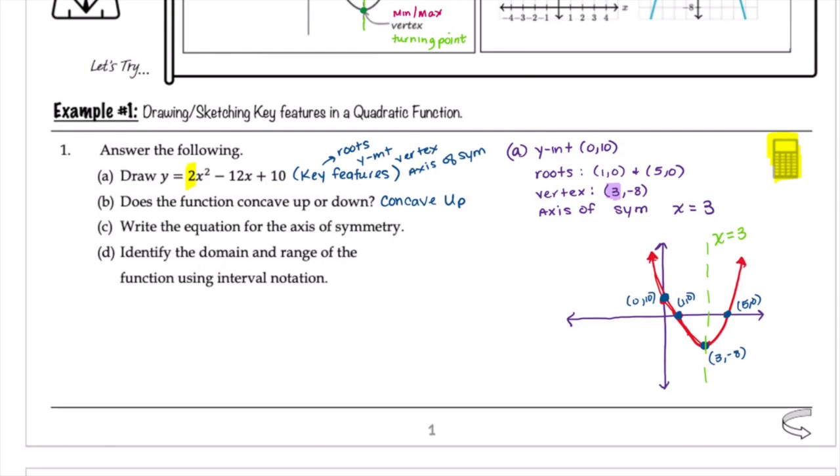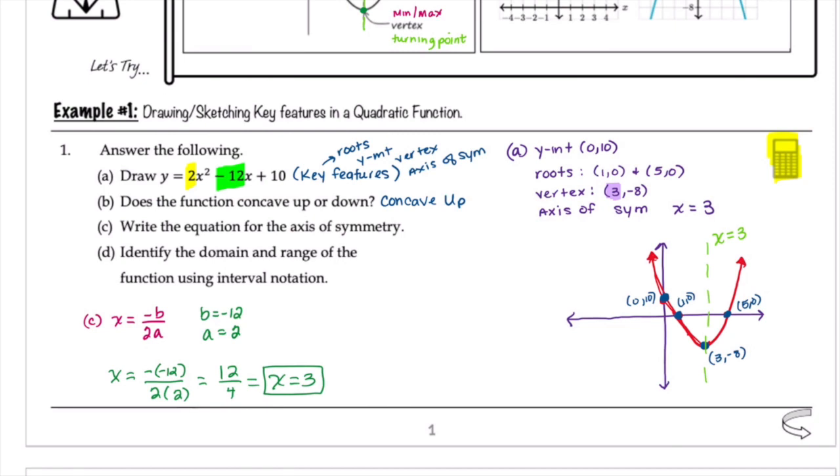For part C, we want to write the equation for the axis of symmetry. We already know what the axis of symmetry is. I am going to do this algebraically using the formula I gave you. The formula says x is equal to negative b over 2a. Now, what is the value of b? b is -12. And we need to know the value of a, which is 2. I am going to input these values into my formula, and I should get x = 3. And I do. So x = 3 is my axis of symmetry.